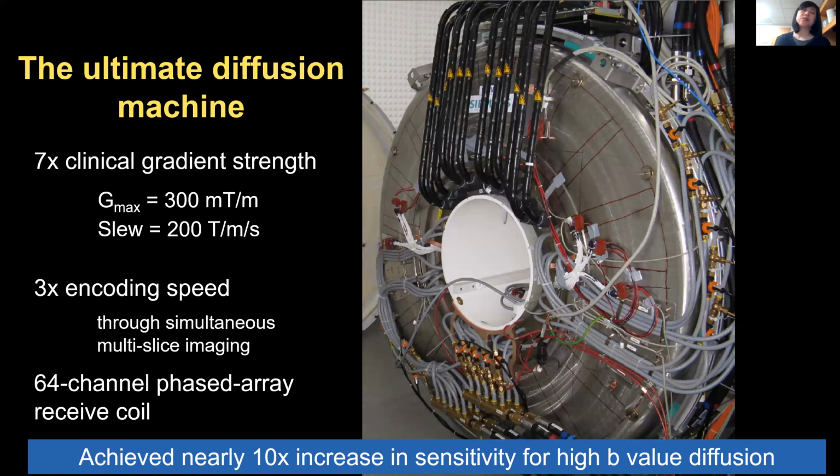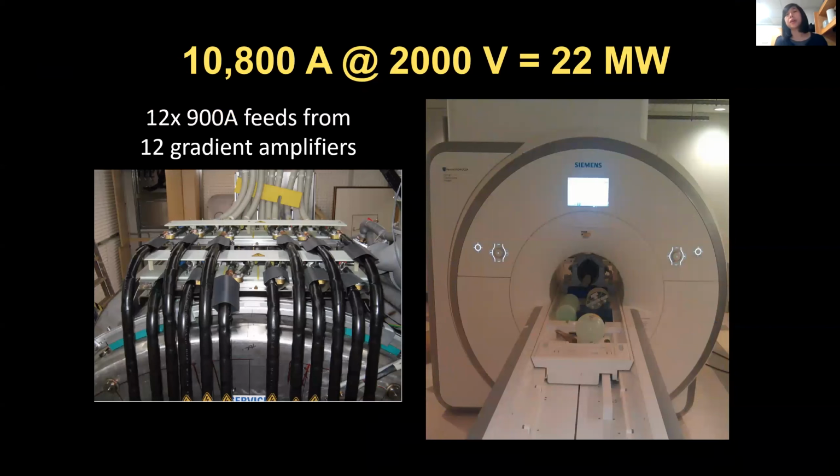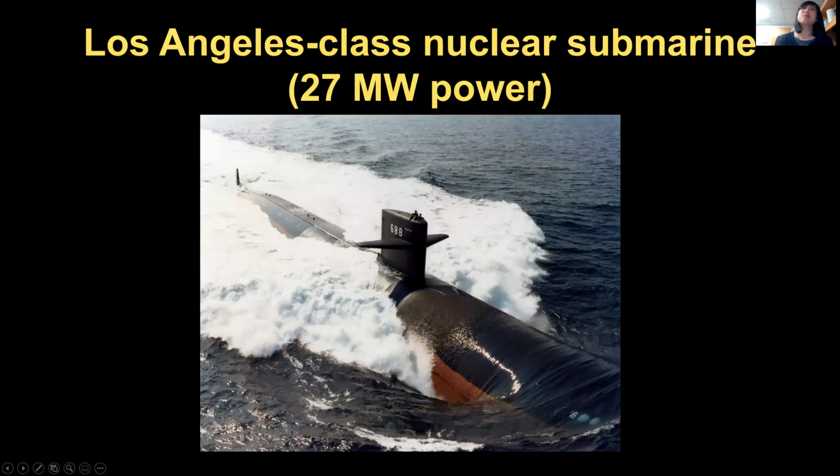And to give you a sense of just how much power is actually going into this machine when it's operating at maximum gradient strength, we have 4 gradient amplifiers along each of 3 axes, and those are each being fed by 900 amps of current. So in total, if you play this out, the gradients at maximum gradient strength, it's about 10,800 amps running at 2000 volts. It's about 22 megawatts of power. And borrowing from one of the analogies Larry Wald made, it's actually equivalent to the amount of power that's needed to run a Los Angeles class nuclear submarine.